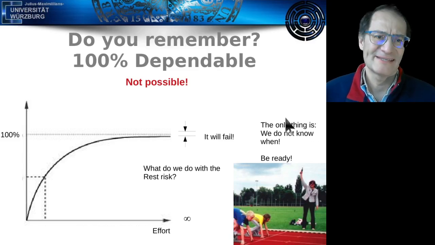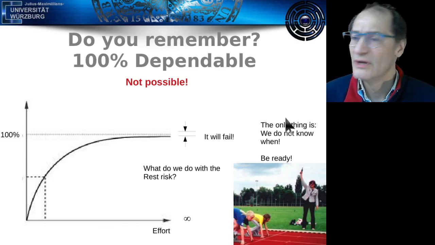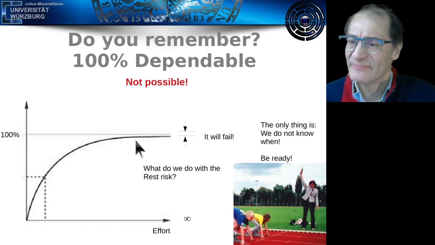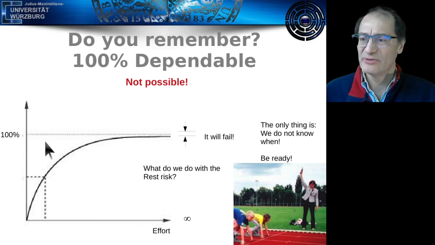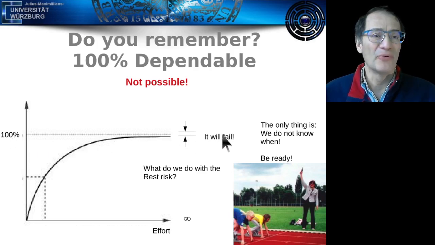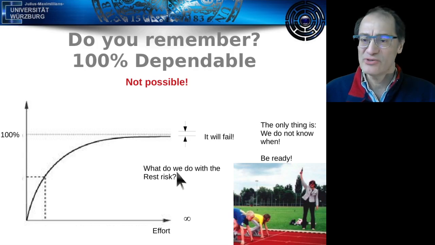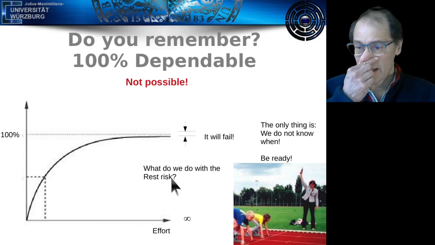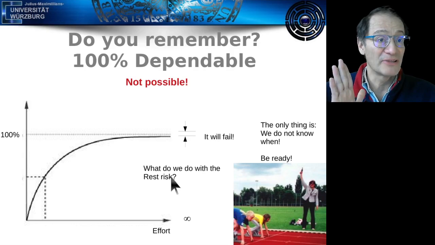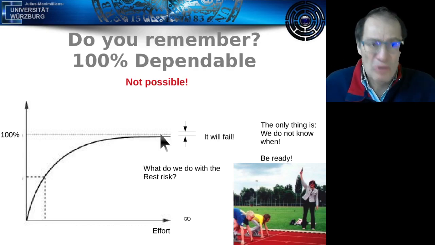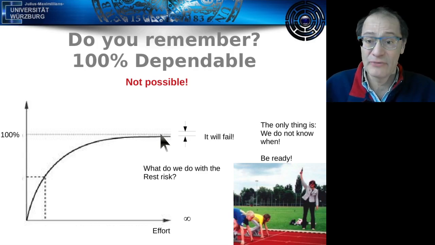Okay, now let's talk about what to do. Do you remember we said it will not be possible to reach 100% dependability? It's not possible. You know it will fail. You know the probability of failure. Then the question is what to do. What can we do to reduce the risk? What we want is to avoid an accident. A failure, okay, it will be there. But what can we do?